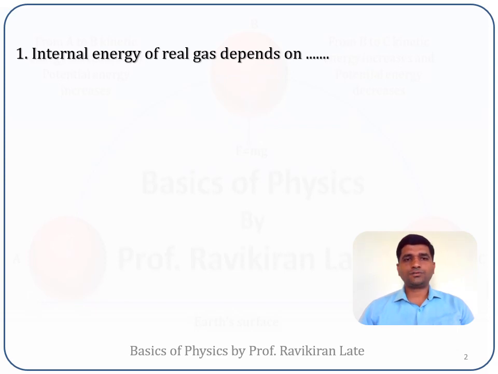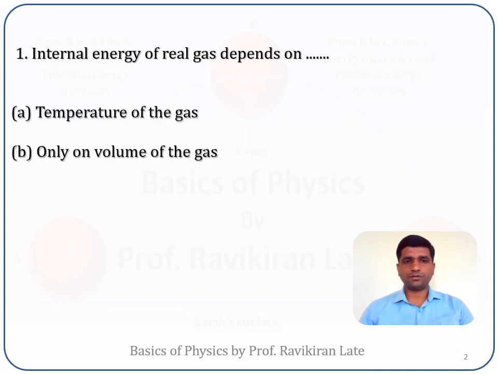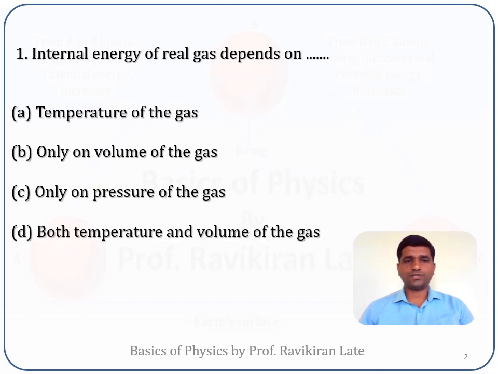The first multiple choice question is: internal energy of real gas depends upon option 1, temperature of the gas; option 2, only on the volume of the gas; option C, only on the pressure of the gas; option D, both temperature and volume of the gas. All of us know that internal energy is a function of temperature.